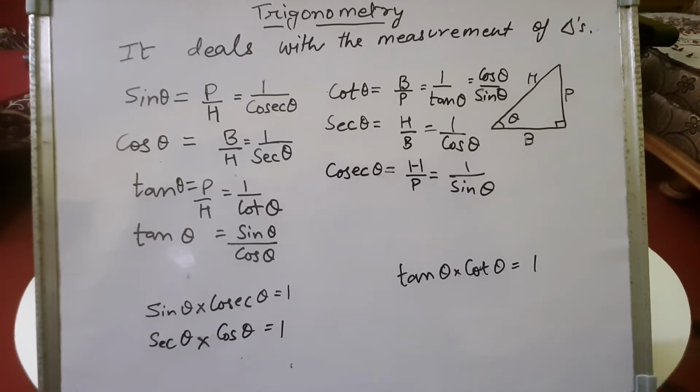There are a few other formulas like sine theta into cosec theta, because cosec is the reciprocal of sine. So if you put the value of cosec as 1 upon sine theta, sine theta will get cancelled. What will we get? 1. Similarly, cosec theta into sine theta equals 1, and tan theta into cot theta also equals 1. Right children? Note down this much first.